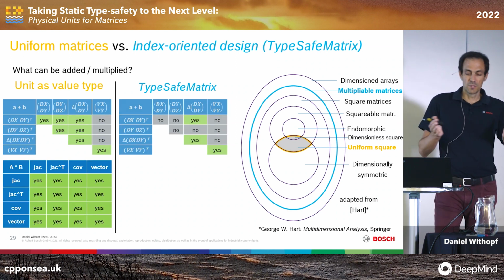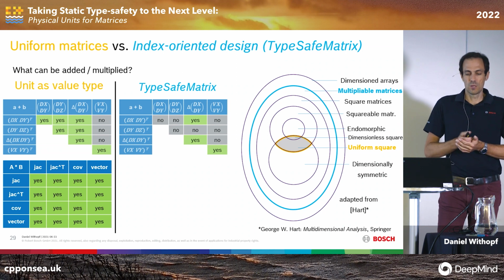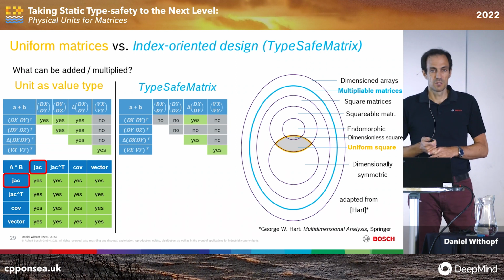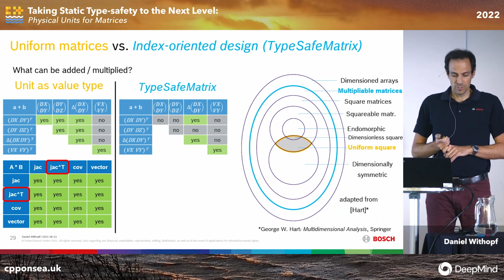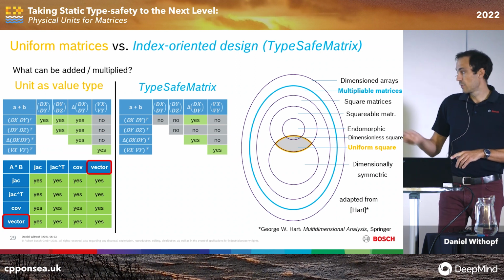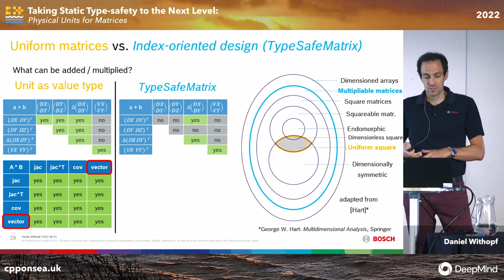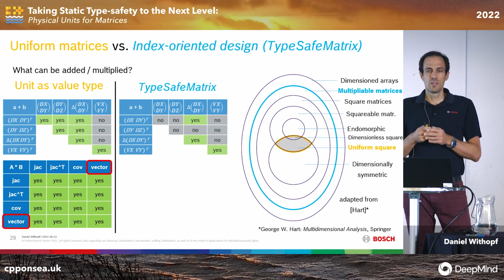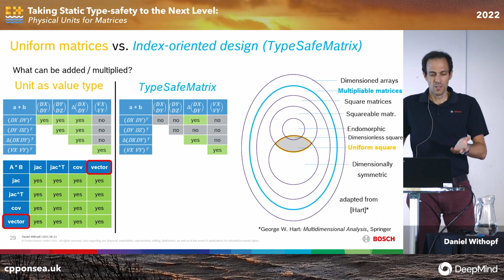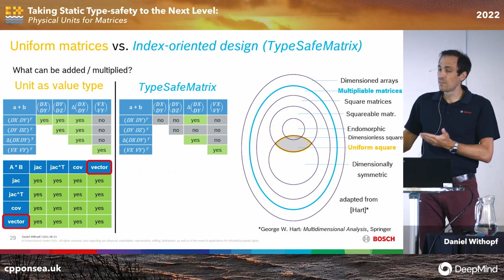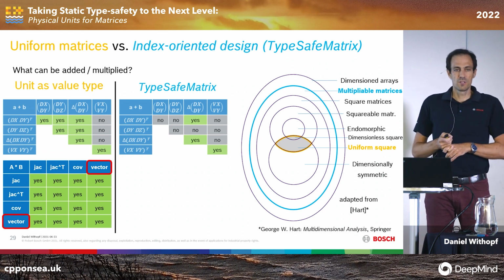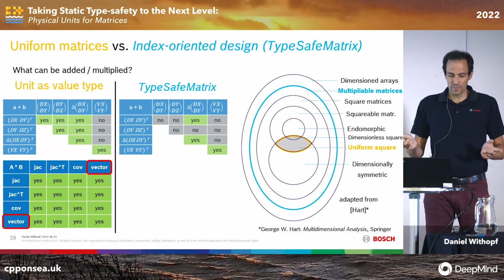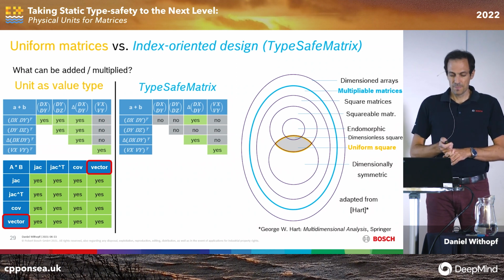And the same example now for multiplication. So we now want to multiply 2 matrices, A and B. The different options here are Jacobian matrices, Jacobian transposed, covariance matrix, and vectors. As we can see here, all the operations are valid, because, as I mentioned in the beginning, you can multiply any 2 physical units and you get a valid result. And as the only annotation here is a single physical unit for a matrix with that approach, everything is valid. So nothing can be prevented.